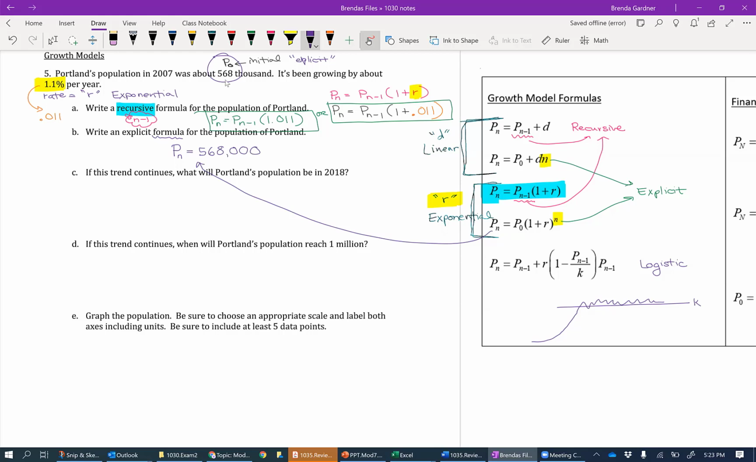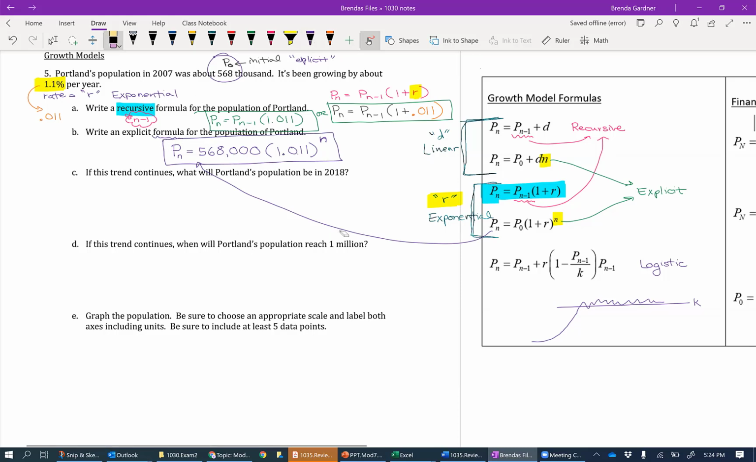So I'd put 568,000 times 1 plus r, which I know now, and I'm going to actually do just the addition, 1.011, to the n. So don't replace the n. N should be on both sides of the equation because it's a formula. But you could replace the P sub 0 and the r because those are kind of like constants. The rate doesn't change and the initial amount doesn't change. So that's all you would do for part B.